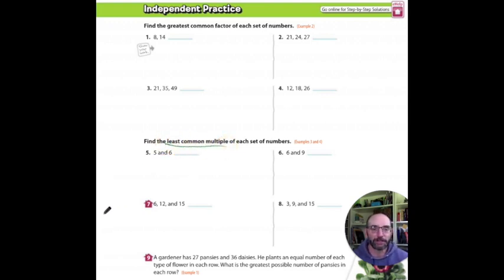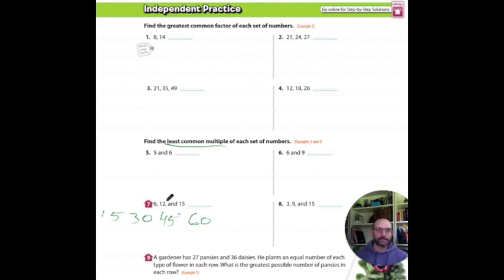So 15s, I start with 15, and then 2 times 15 is 30. I do this by looking at like on a clock, you know, like you have 15 minutes and it's a quarter past and 3. Then you have 45. Now I have 45, and then I have 60. All right, so now we're looking for the least common multiple, smallest number that they all fit into. So these are numbers that 15 fits into.